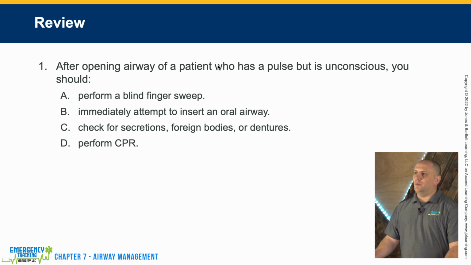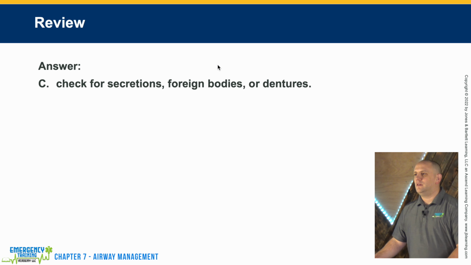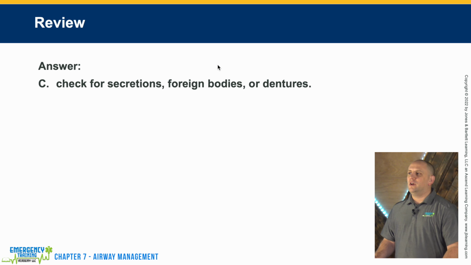We'll move into our review questions for this chapter now. Question number 1. After opening the airway of a patient who has a pulse but is unconscious, you should perform a blind finger sweep, immediately attempt to insert an oral airway, check for secretions, foreign bodies, or dentures, or perform CPR. The answer for this one is going to be C. We want to check for secretions, foreign bodies, or dentures.